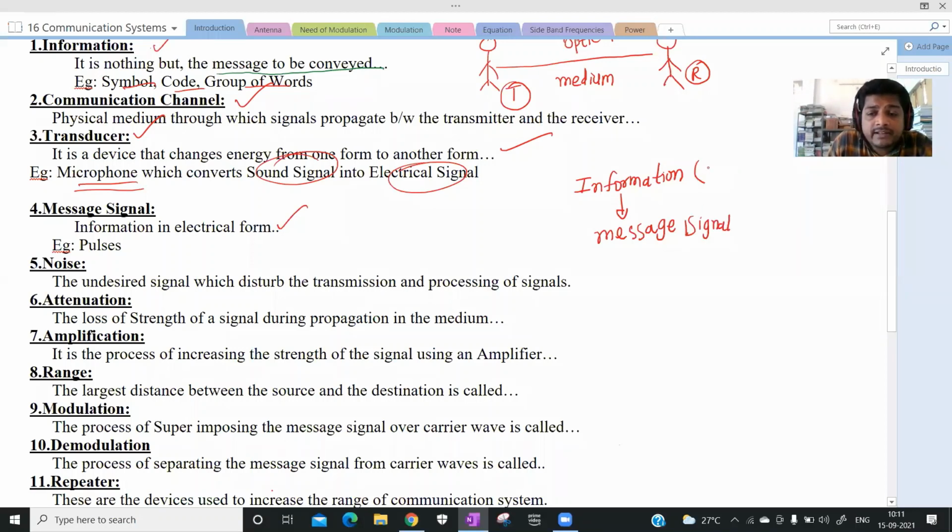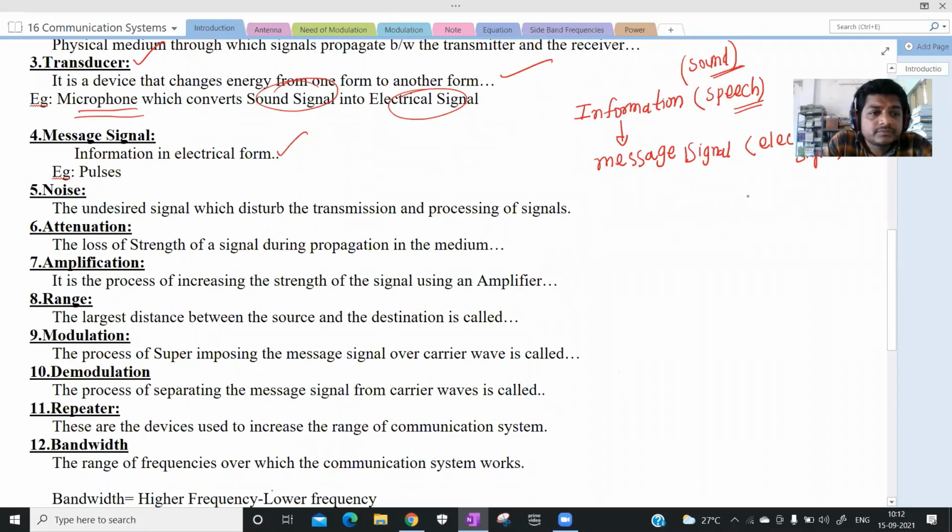For example, speech. Here we are converting it into a message signal, which is an electrical signal. The speech is nothing but the sound signal. The sound is converted into electrical form. That is called the message signal. The sound, the speech, only we can understand and feel. So the transducer converts the sound signals into electrical signals. Understood?